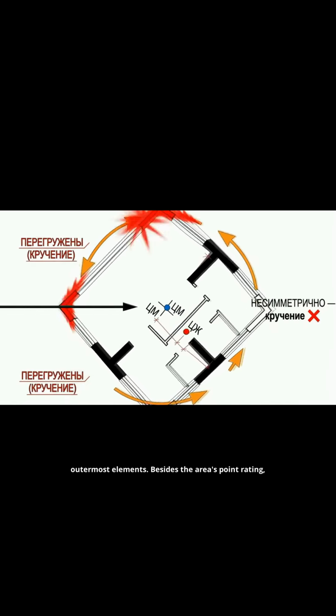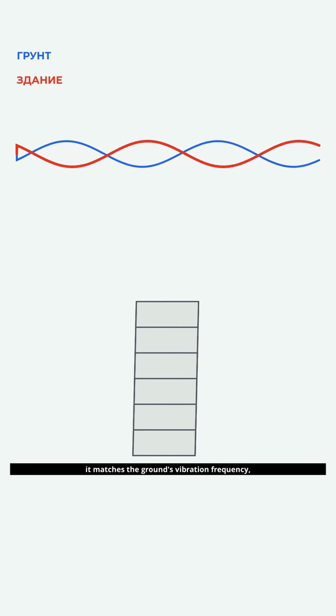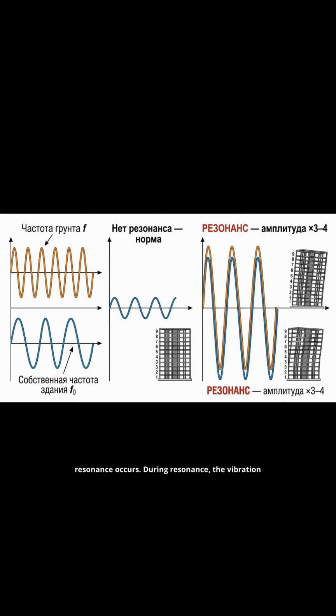Besides the area's point rating, the soil type also affects the magnitude of the seismic load. Weak soils, like water-saturated sands, amplify vibrations and increase the load. Rocky soils, on the other hand, dampen vibrations and reduce the seismic impact. The building's natural frequency of vibration is also important. If it matches the ground's vibration frequency, resonance occurs. During resonance, the vibration amplitude spikes and the structure faces loads many times greater.